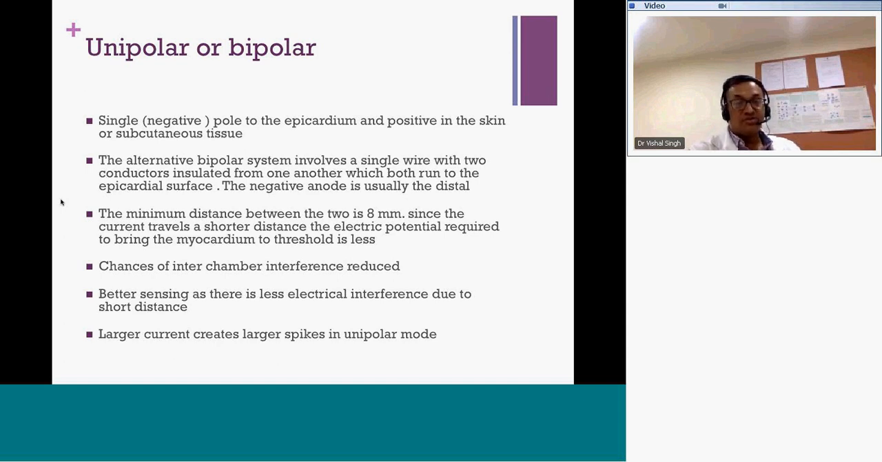Chances of interchamber interference obviously are reduced. There's better sensing as there is less electrical interference due to the short distance. You would have seen in practice, when you put a single skin wire, sometimes it will pace, sometimes it will not pace. You have the output which is very high. All those things you can cut down, and hence most of the good centers definitely use two wires. In a few places, people are a bit more confident, they will put just one wire and come out with it, which sometimes backfires also, if I may tell you very frankly. I feel that you should have, especially in any open heart surgery, two good atrial wires and two ventricular wires. It's always safer.